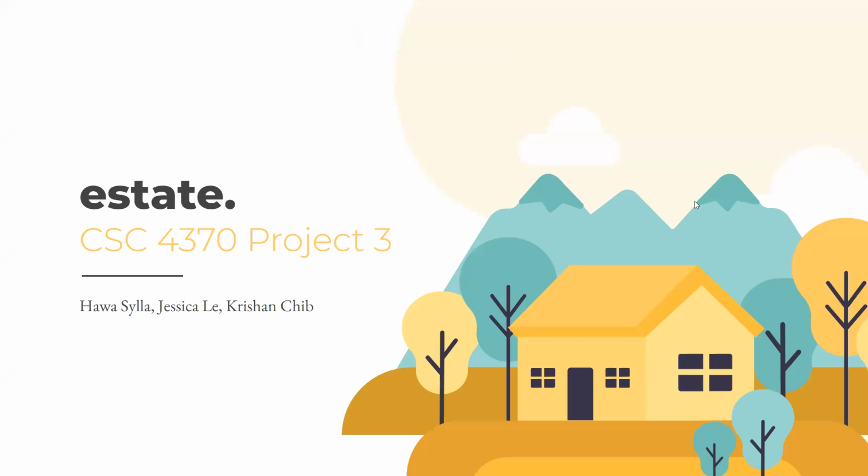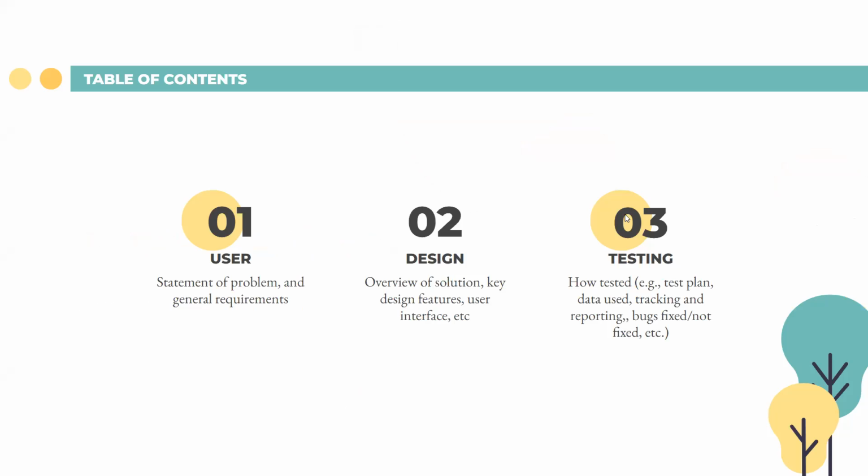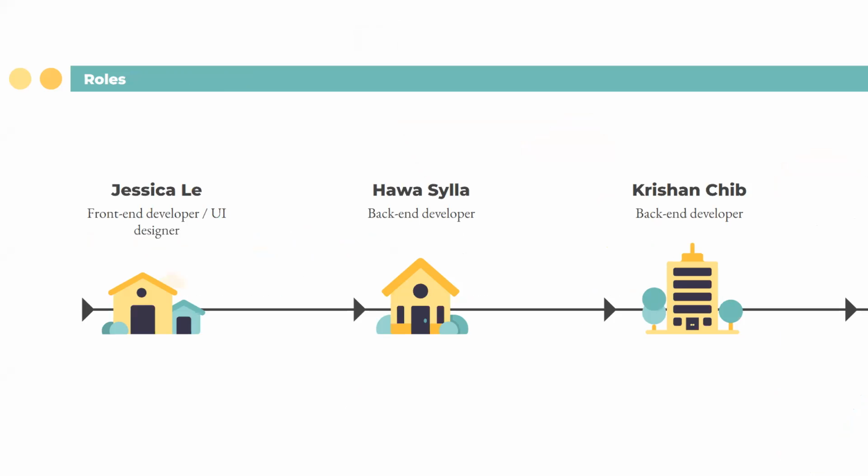All right, for our project 3, we did eState. It's by Hawa, Jessica, and myself, Christian. And we're gonna go over how our project goes. So basically we'll go over the user interface, the design, and the testing. So these are our roles for the project. Basically we split it up into different portions where we're all developers and we all did testing together.